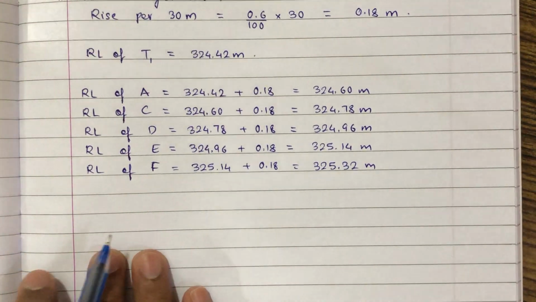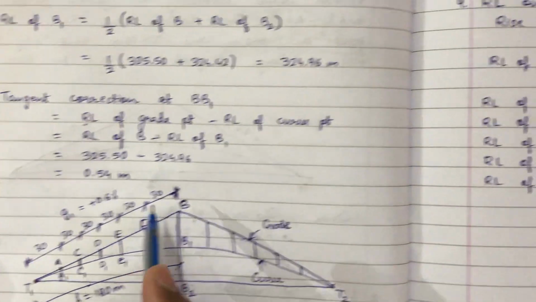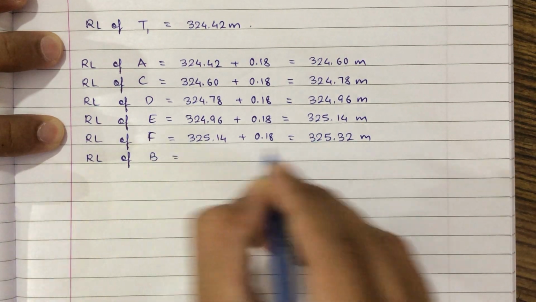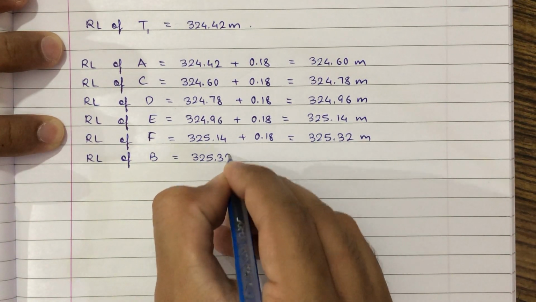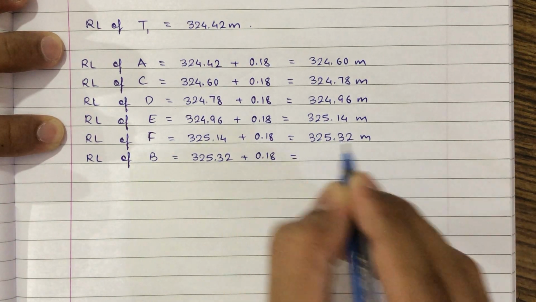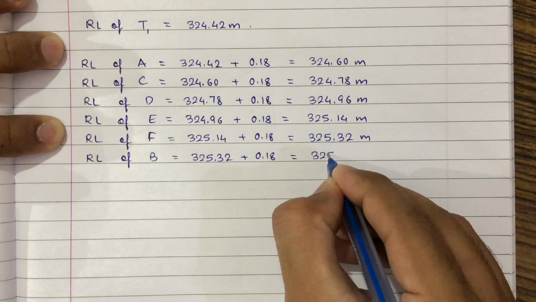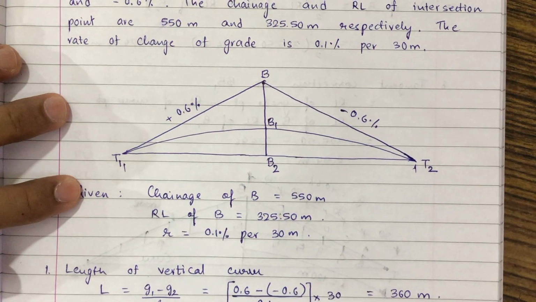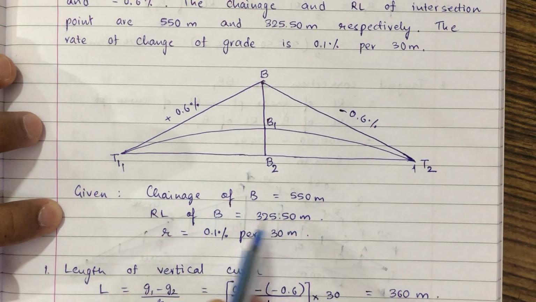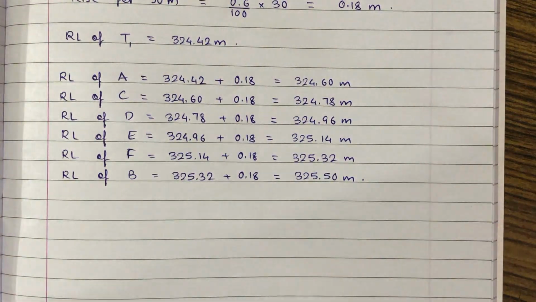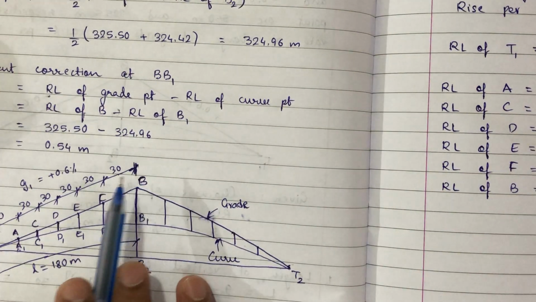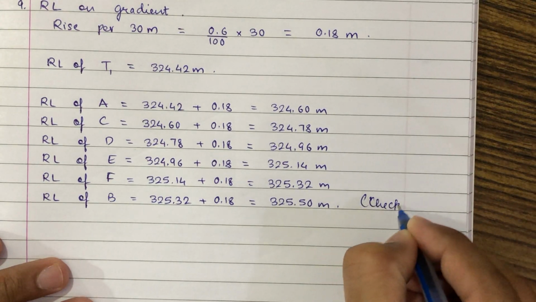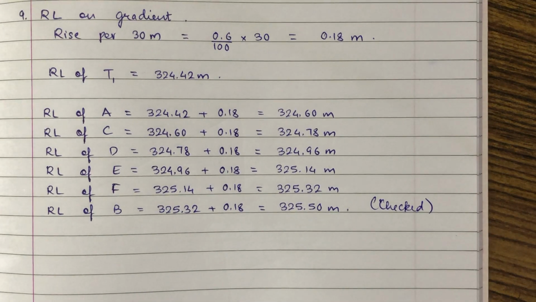Next, we can also check this RL of B. RL of B is 325.32 plus 0.18, and this value comes out to 325.5 meter, and this is what the RL of B was. See, RL of B given was 325.50 meter, and that is what we have obtained over here as well. Hence, this is another check. This is also checked and found correct.